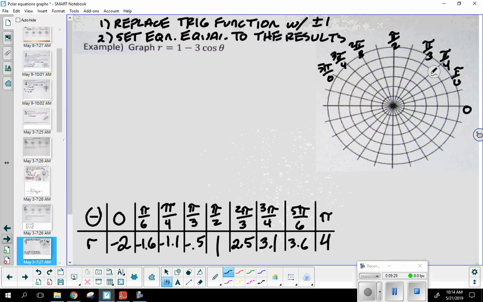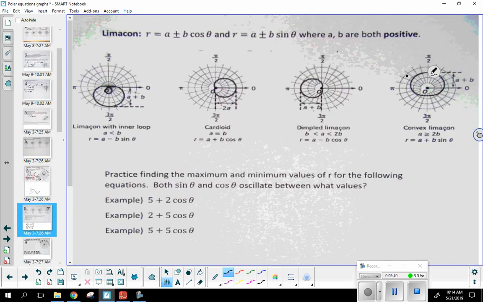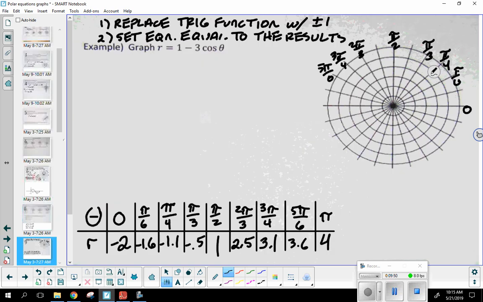So first off, let's see what kind of limacon this would be. Looks like A is 1 and B is 3. So if I come back over here, which one does it satisfy? This is going to be a limacon with an inner loop. Okay, so let's see if that's exactly what we get.